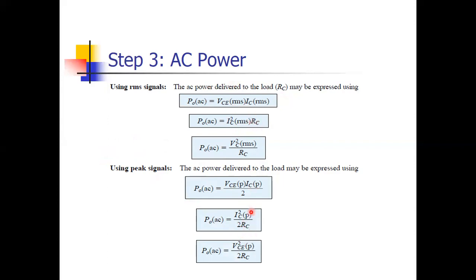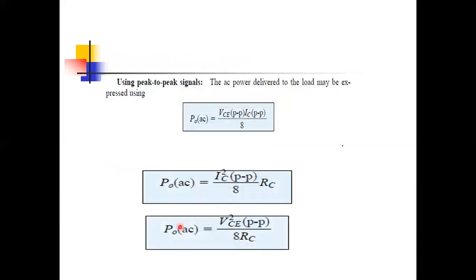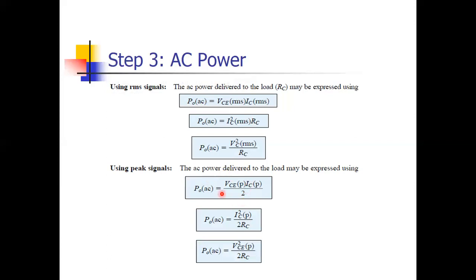I have written wrong here. This will be I square RC by 2. Then P0 AC, V square upon R, here it will be V square upon R upon 2. So remember, for RMS value we are taking this, and for peak value all the RMS value will be divided by 2. So now remember, here VC peak into IC peak by 2.